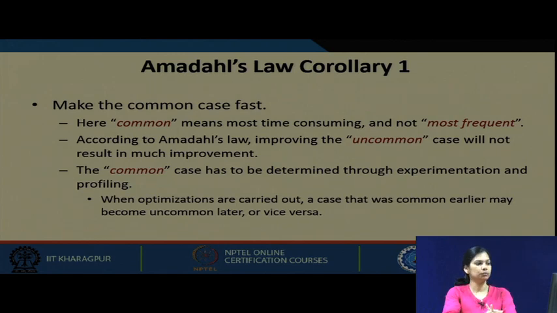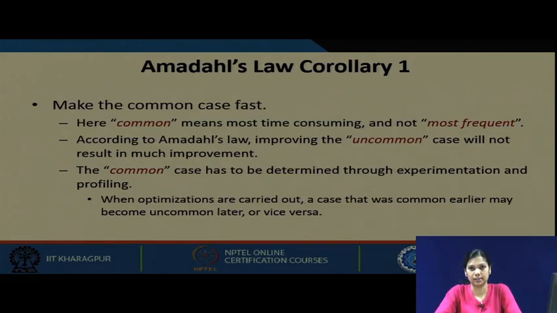Let us move on with Amdahl's law corollary 1. What it says is, make the common case fast. What do you mean by common case? By common case we mean the most time consuming, and not the most frequent. So, let us understand this.